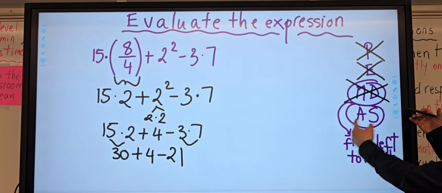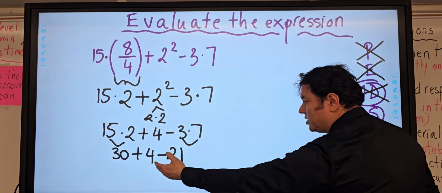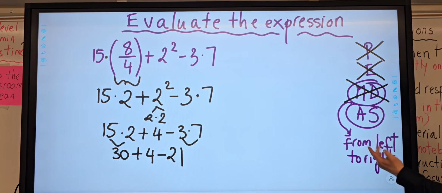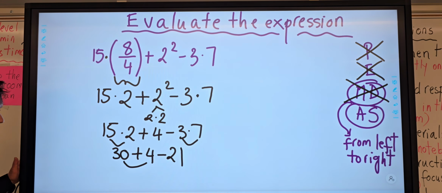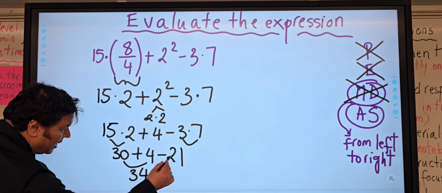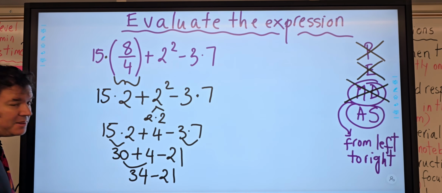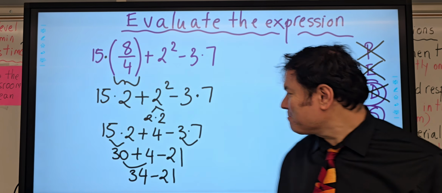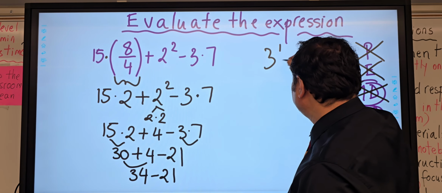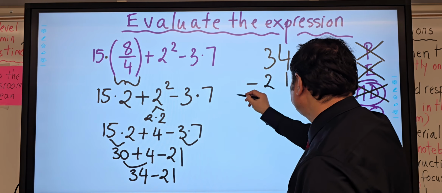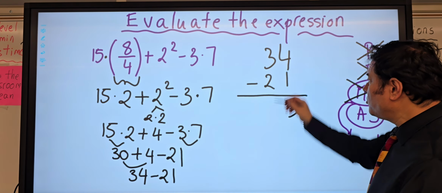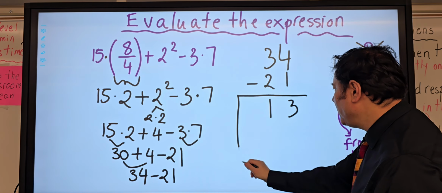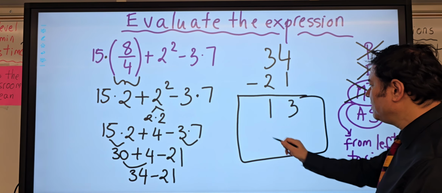So now we have addition and subtraction. And again, the rule is we are going from left to right. So we see that addition comes first. We are going to add 30 plus 4, which is 34, and then minus 21. And then we are going to get the final answer. So let's take a look here. We have 34 minus 21. If we subtract, 4 take away 1 is 3, and 3 minus 2 is 1. So our final answer is 13. Final answer.